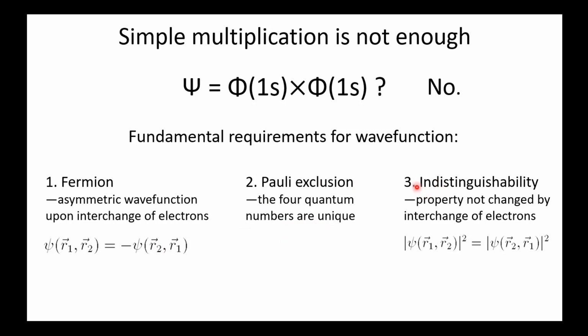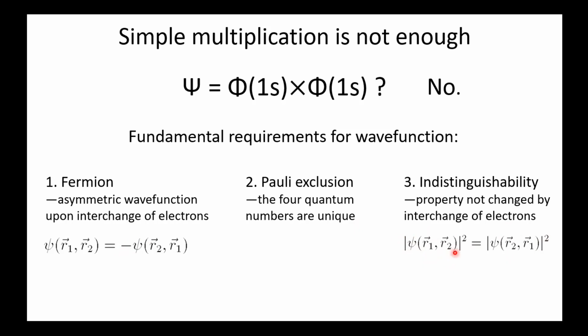And thirdly, this may sound very trivial, but in fact it also has a lot of implications in practice. It's called indistinguishability. So what is this saying? That we cannot really tell electron A from electron B. There are no different electrons. They are all the same. And the corresponding mathematical expression is saying that no matter how you exchange the electrons, yes, you will change the wave function with a minus sign, right?